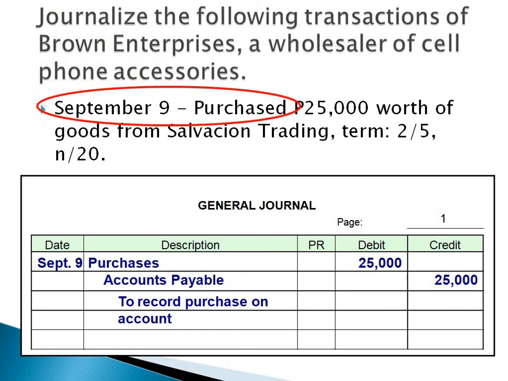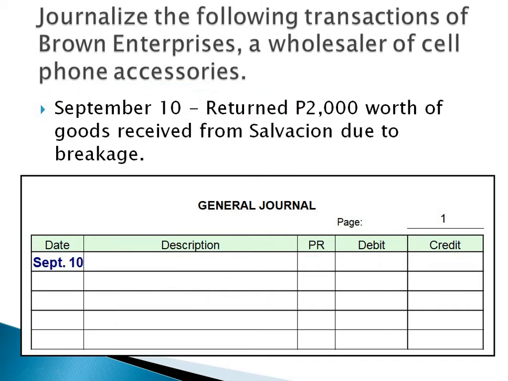Remember this transaction on September 9? So Brown was the buyer or the purchaser with regards to its relationship with Salvacion Trading. Therefore, on September 10, we must record an increase in purchase returns, not in sales returns. And what is the increased side or normal balance of purchase returns and allowances? Credit. So credit, purchase returns, and allowances for 2,000.